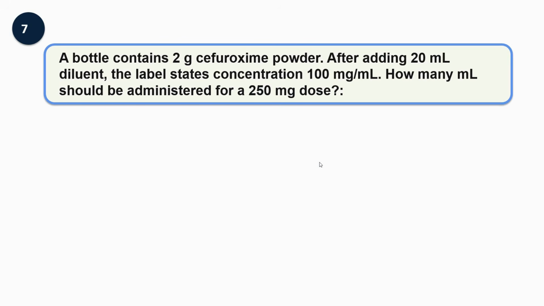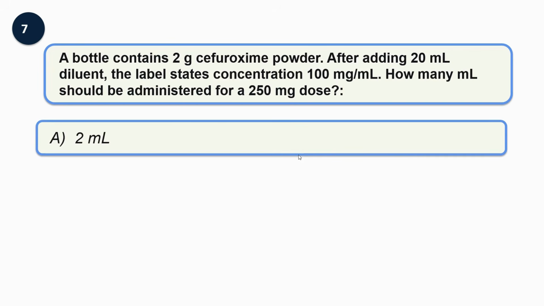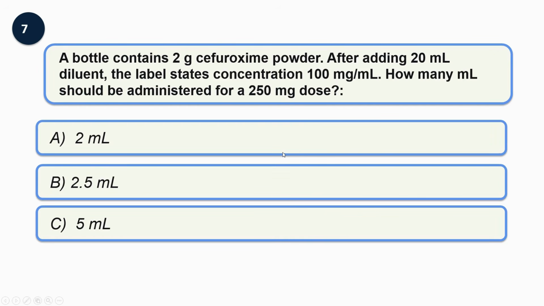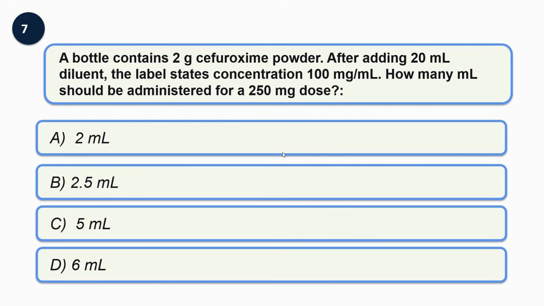Next, a bottle contains 2 grams of cefuroxime powder. After adding 20 mils diluent, the label states the concentration is 100 milligrams per mil. How many milliliters should be administered to dose 250 milligrams? A, 2 mils; B, 2.5 mils; C, 5 mils; and D, 6 mils. Correct answer is 2.5 mils.